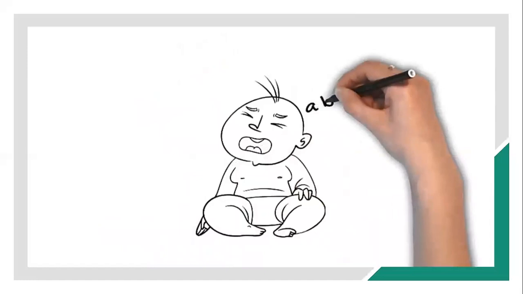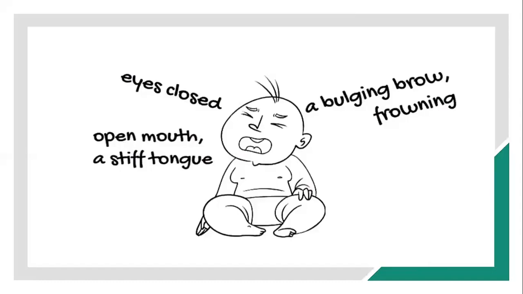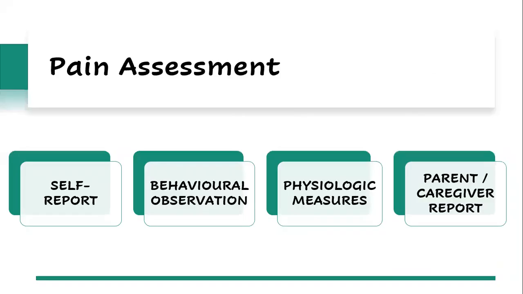Oh yes, we are all too familiar with the crying of a small baby, but it is often difficult to know whether this is because of pain or not. Signs to look out for are a bulging brow and frowning, eyes closed, and an open mouth and stiff tongue.